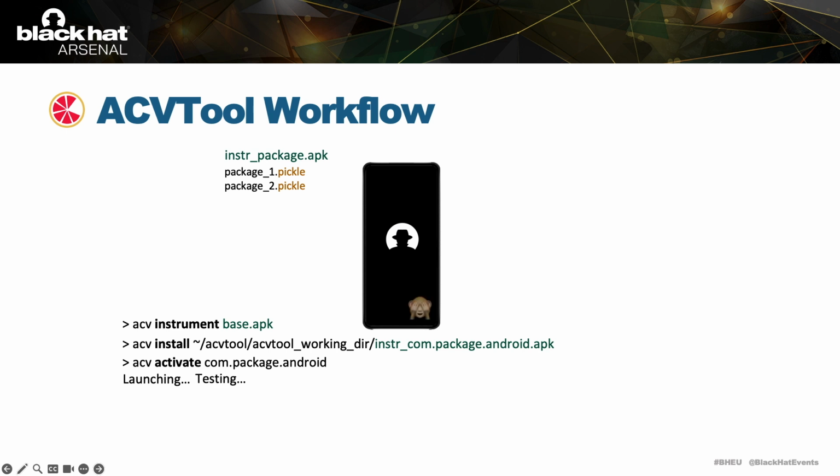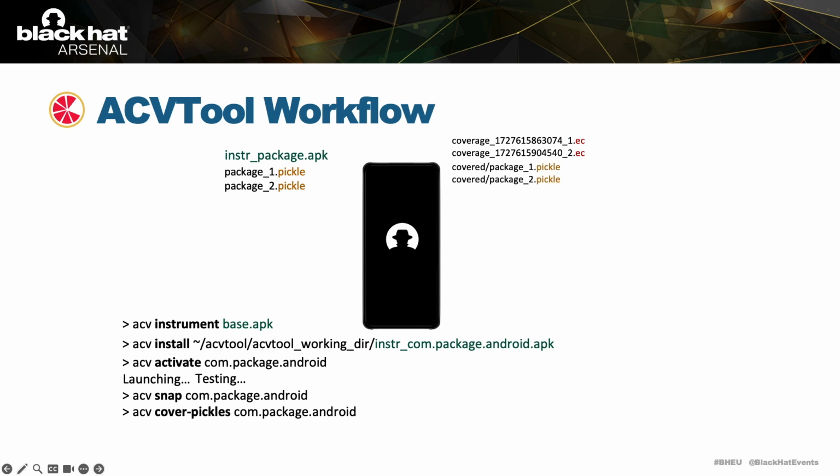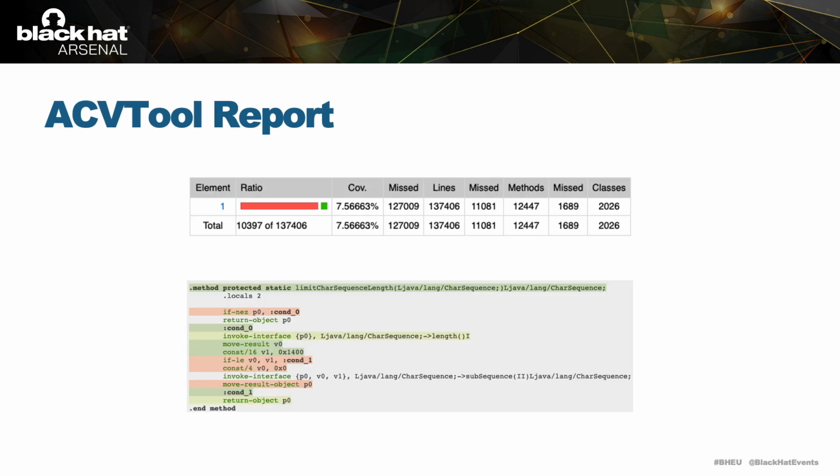We run ACV snap to save current coverage information into EC files. We then run cover pickles to apply coverage information on the code trees. From the covered code trees, we can generate the final report. In this example, ACVTool report contains one Dex element which is covered for 7.5%. We can open each class and see executed code highlighted, just like on the example.